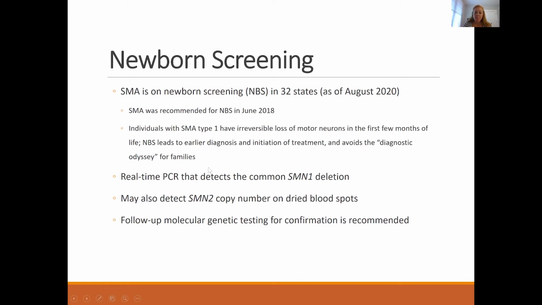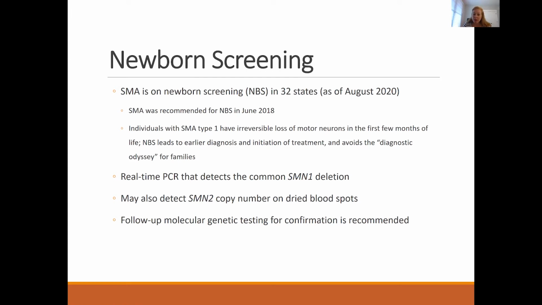So as far as newborn screening, the way that it works is that they use real-time, what we call PCR, or polymerase chain reaction, that actually amplifies that specific region on chromosome 5 where both genes are located. And we can look for that deletion of the SMN1 gene. So some states will also look at SMN2 copy number on the dried blood spots, if possible, if they have enough blood to be able to gain that information.